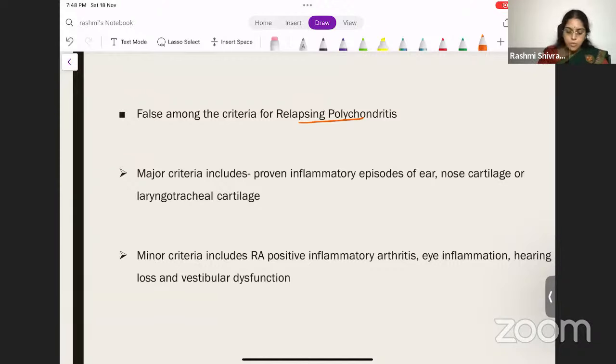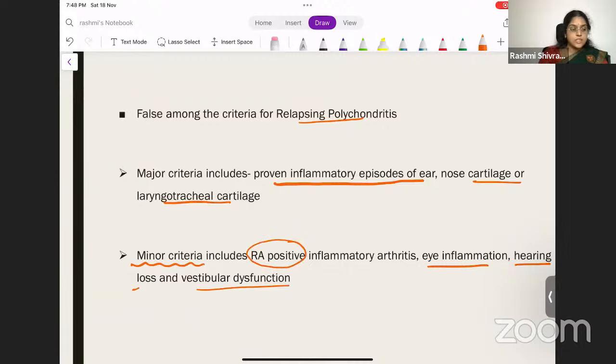Major criteria include proven inflammatory episodes of the ear, nose cartilage, or the laryngotracheal cartilage. This option is correct. Minor criteria include eye inflammation, hearing loss, and vestibular dysfunction, but it is not RA-positive inflammatory arthritis, it is seronegative arthritis. So option B is the correct answer. Minor criteria include seronegative arthritis and not RA-positive arthritis.